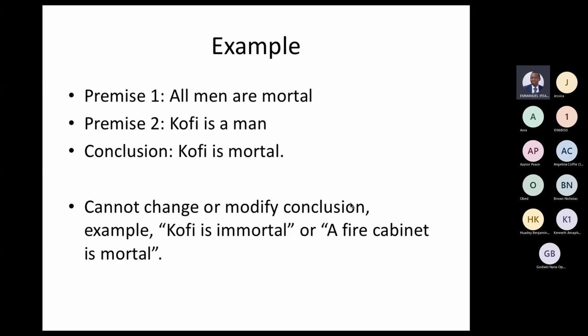Example, all men are mortal. Kofi is a man, therefore Kofi is mortal. Now, only this conclusion is possible. You cannot change or modify the conclusion. Example, you can't say Kofi is immortal, or say a fire cabinet is mortal. So none of these conclusions is possible. It's just one conclusion, and that's Kofi is mortal. Since you say that all men are mortal, and since you say that Kofi is a man, then the conclusion is that Kofi is mortal. So that's a deductive argument.